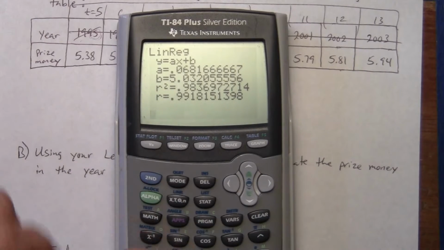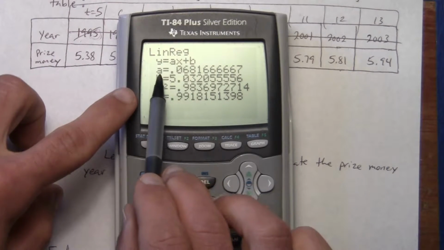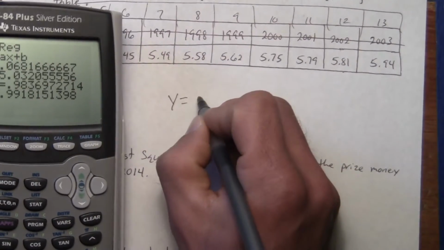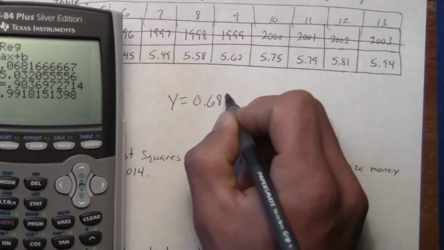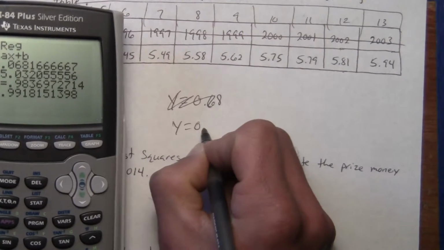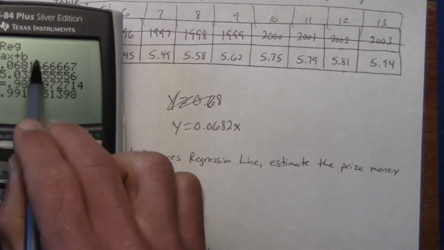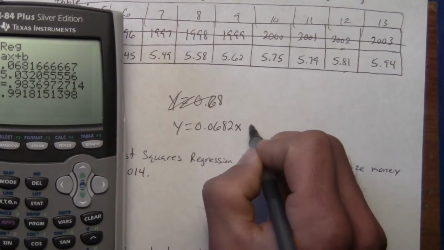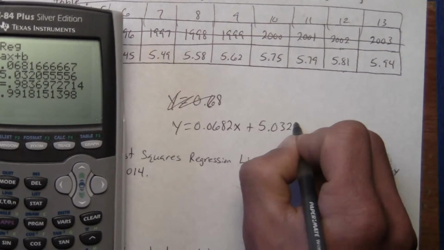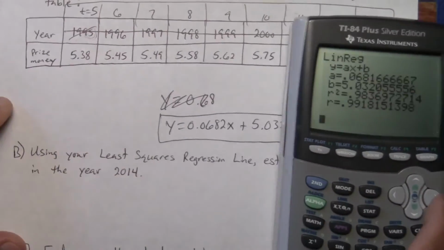All right, if you look here, you can see that this is the line, y equals ax plus b. So a is the slope, and the slope number they're giving me is 0.0682. So I'm going to say that my equation is y is equal to 0.0682x. And then my y-intercept, the b value, is 5 point something. Since I went 4 decimal places here, I'm going to go 4 decimal places with this decimal. 5.0321, I guess it would round to. So there's my least squares regression line.